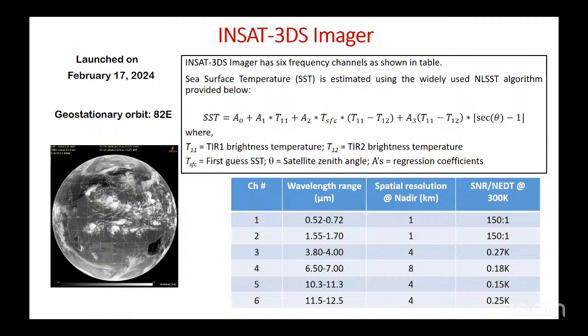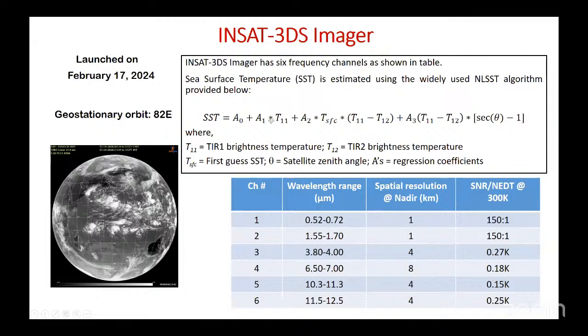But now, because we have seen the quality and consistency of the data from INSAT 3DS, we will be going ahead with creating a GDS format data from this satellite. So this is what INSAT 3D is. This was launched on 17 February, and it is at 82 degrees east, replacing INSAT 3D at that location.